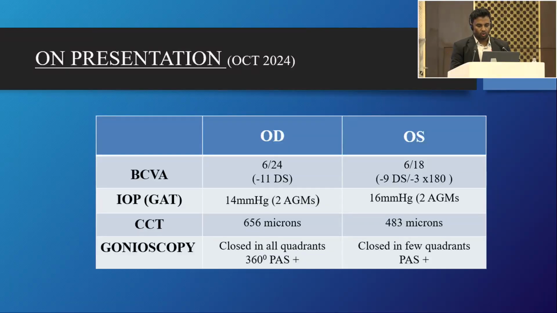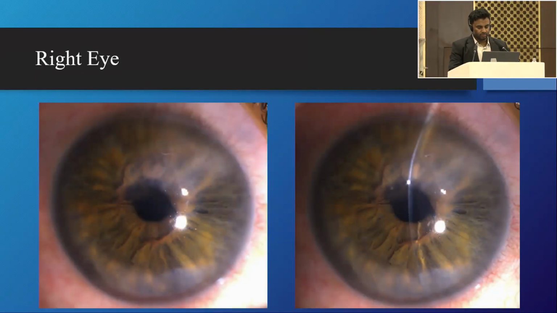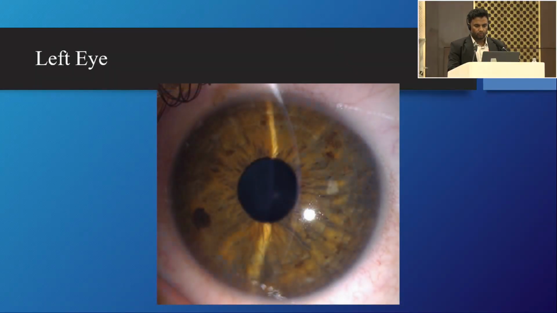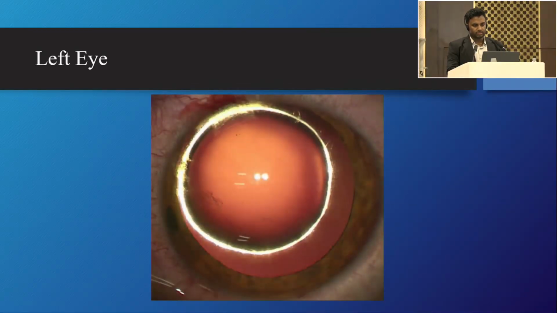Angles were closed in all the quadrants in the right eye with 360-degree peripheral anterior synechiae, while in the left eye it was closed in a few quadrants and patchy synechiae were there. If you look at the image, we'll see that there was mild conjunctival congestion with corneal opacity in some sectors. Also, the peripheral cornea was more opaque compared to the central one. AC was shallow. There was multiple iridocorneal adhesion, and iris atrophy along with sphincter atrophy was also there. In the left eye, apart from a shallow anterior chamber, the rest of the findings were normal. The cornea was clear. There was no iris atrophy, no sphincter atrophy. In both the eyes, there was supranasal subluxation of the lens.